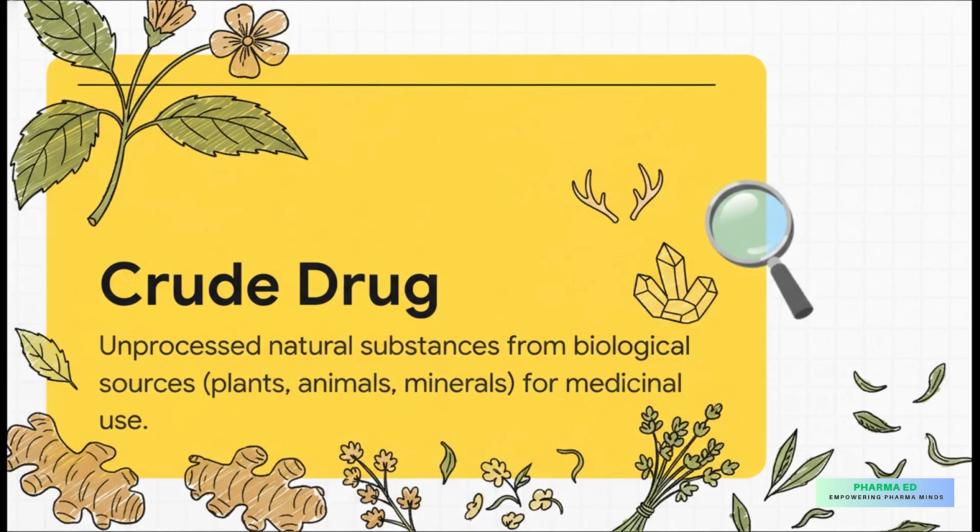So first things first, let's make sure we're all on the same page. What is a crude drug? Well, the term is actually pretty simple. It's just any natural substance, whether it's from a plant, an animal, or even a mineral that hasn't been processed yet. You know, we're talking about the raw stuff, like dried leaves, roots, or barks that are used for their medicinal value. Easy enough, right?